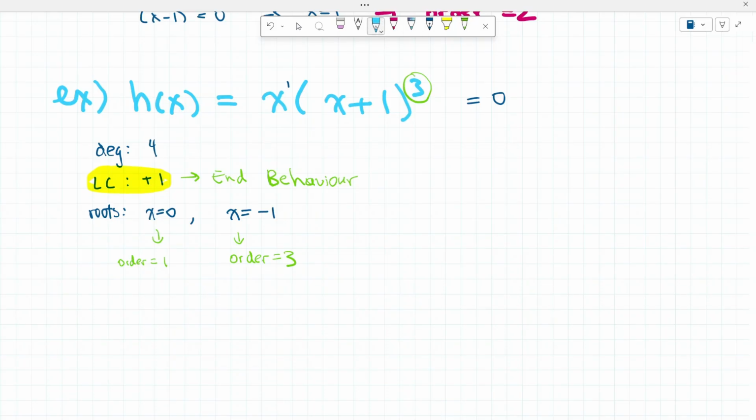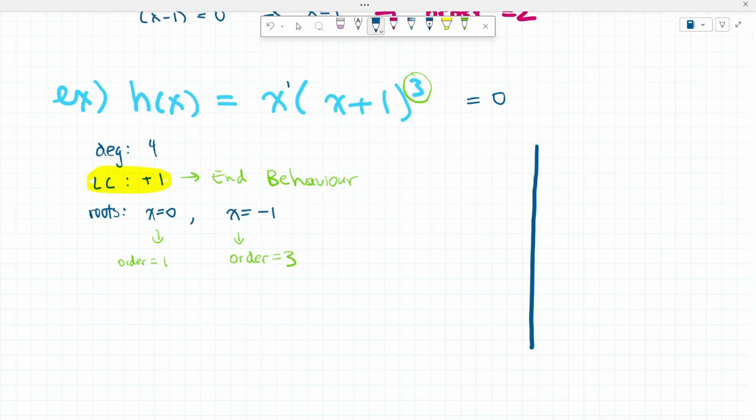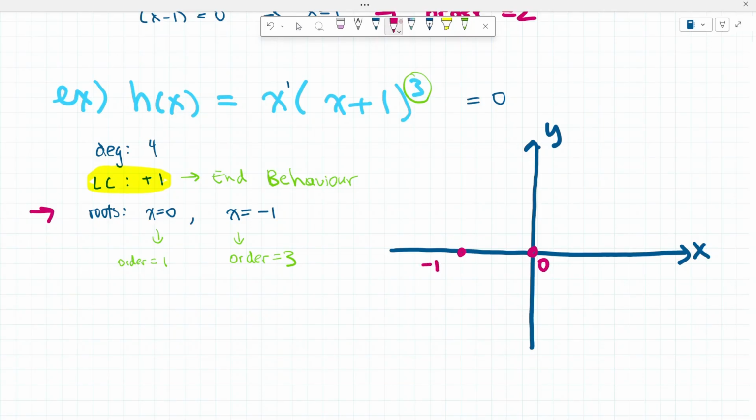So now let's go ahead and try to plot this, given that we have all this information that we just uncovered. The first thing that you want to do when you plot is put your x-intercepts onto the xy plot, or the Cartesian plane. So we have x here and y here. We see that we have a root at x equals 0, and we also have a root at x equals -1.